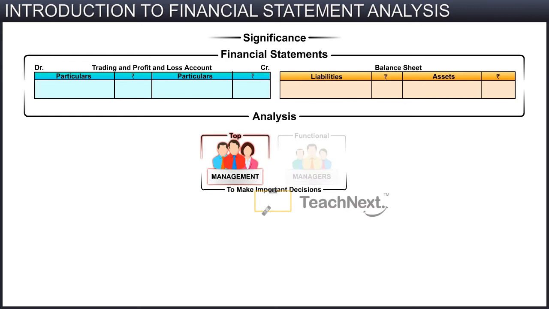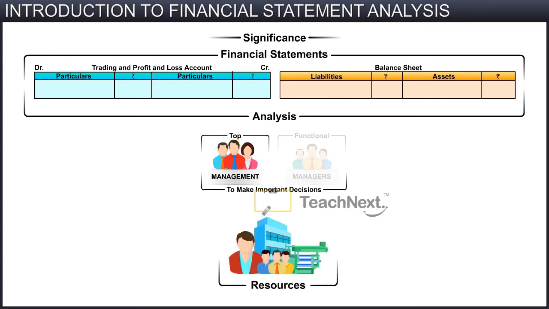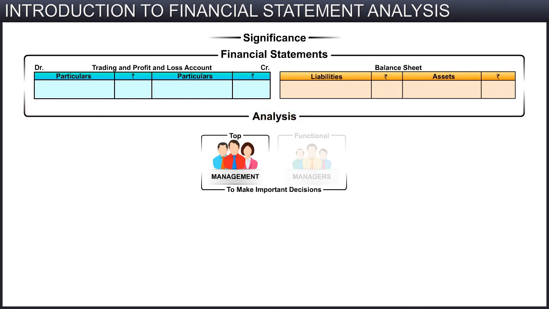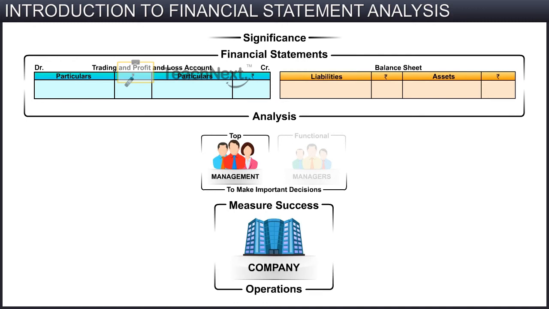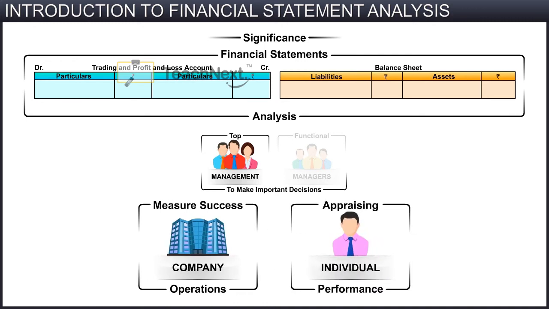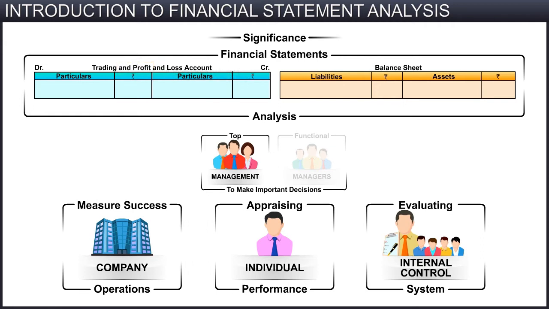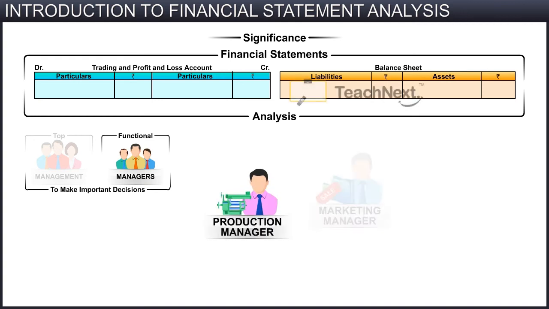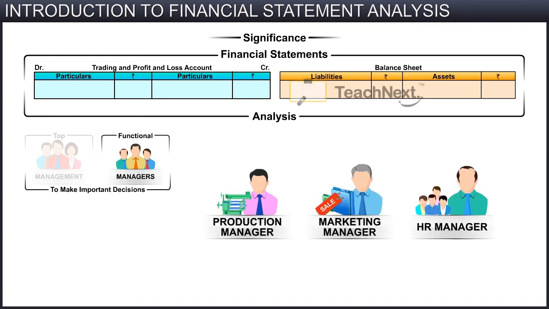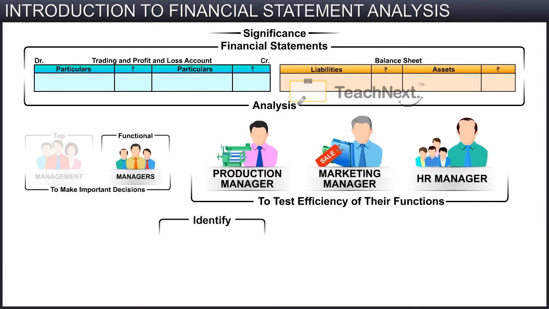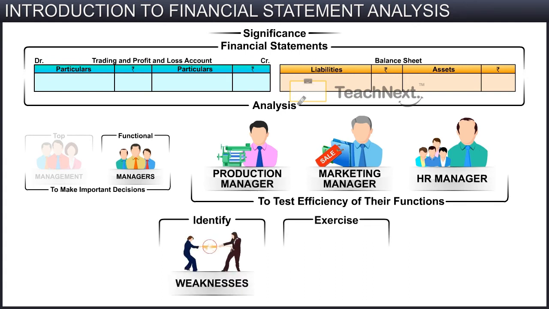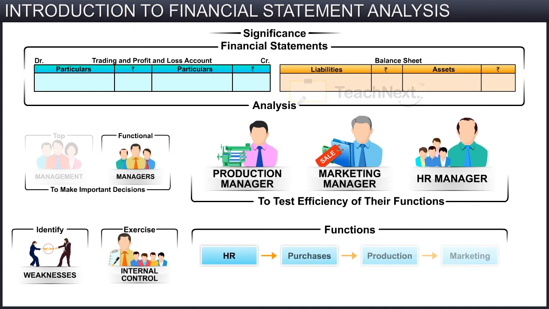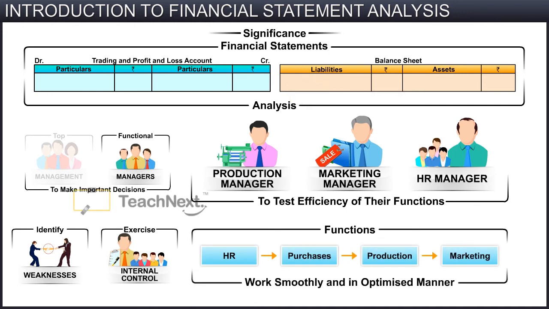For instance, the top management always wants to ensure that the resources of the organization are optimally utilized. So, the analysis helps them to measure the success of the company's operations, appraise the individual's performance, and evaluate the internal control system. Similarly, functional managers like the production manager, marketing manager, and HR manager also use this financial analysis to test the efficiency of their functions, identify any weaknesses, and exercise controls so that their respective functions work smoothly and in an optimized manner.